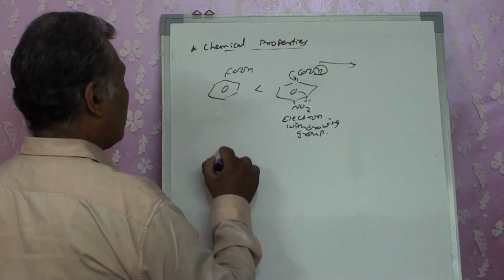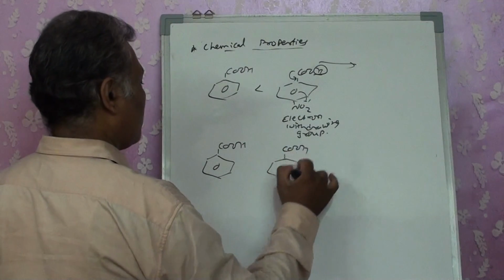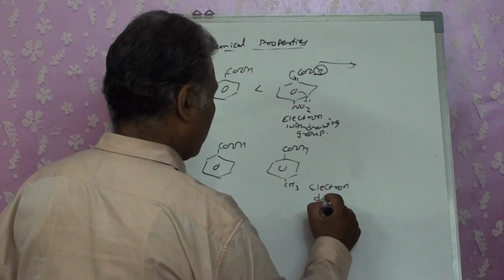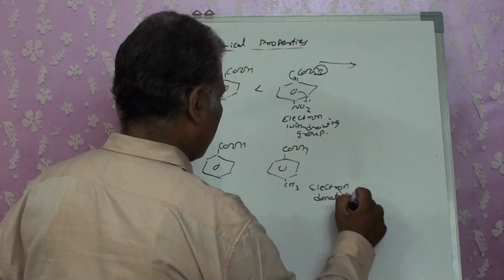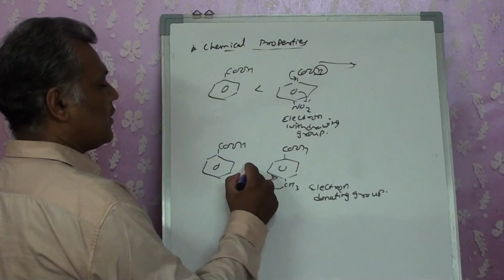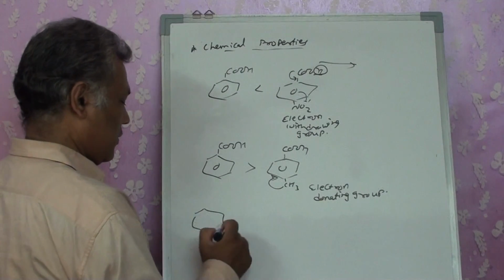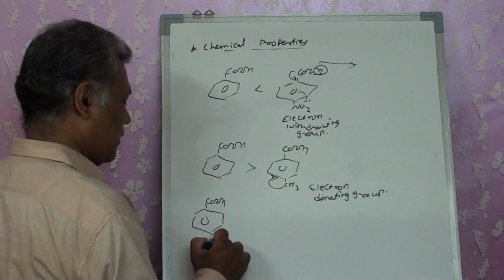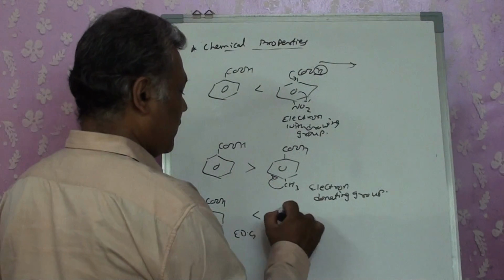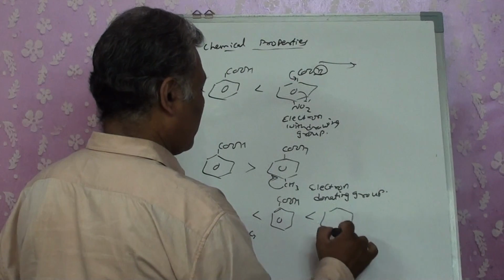But in place of that, if we are having an electron donating group, then this one is donating, and as a result its acidic character decreases. So in short, we can say that carboxylic acid with an electron donating group is less acidic than simple benzoic acid, which is less acidic than one with an electron withdrawing group.